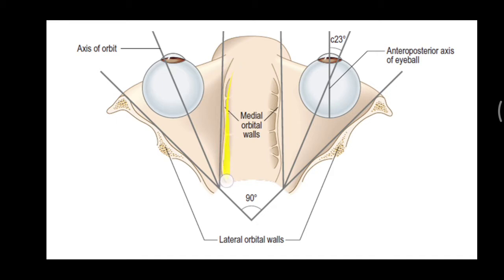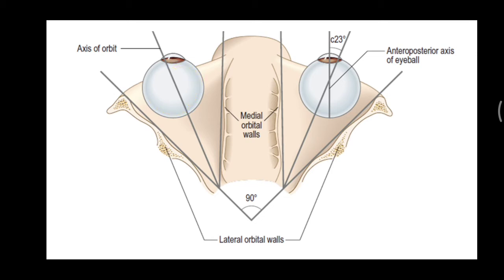This is the left medial orbital wall, this is the right medial orbital wall, this is the left lateral orbital wall, and this one is the right lateral orbital wall. The medial walls of both orbits are parallel to each other and lie about 2.5 cm apart, separated by the nasal cavities. The lateral walls slope backward and medially and meet each other at a right angle. This is the right eyeball and this one is the left eyeball.